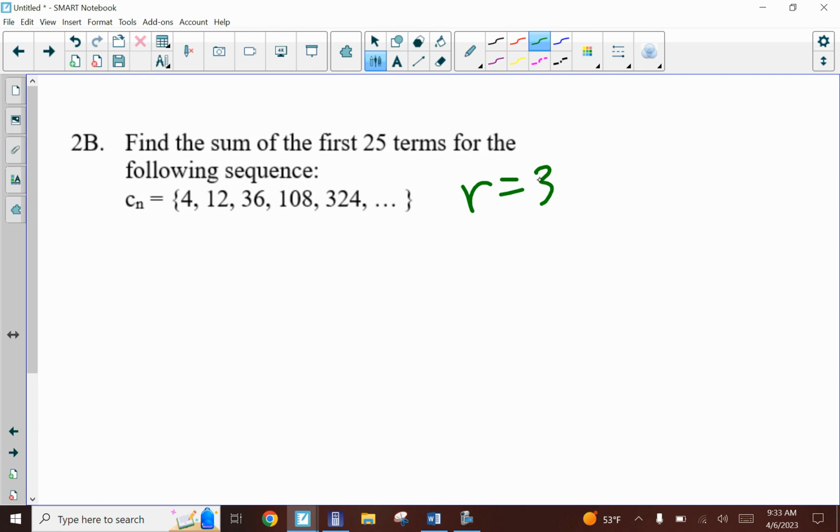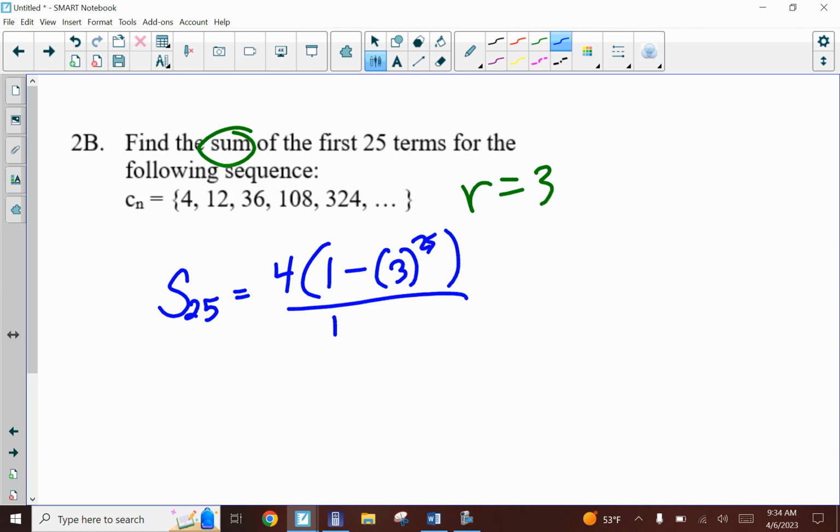Since we want to find the sum, the nice thing about a geometric sum is that you don't need the 25th number. All you need is the first number. So the sum of the 25 numbers is going to be the first number times (1 minus your r). Your r is 3, and I'm going to put that in parentheses, and we want to raise that to the n power, so this would be 25. And then the bottom is going to be 1 minus (3).